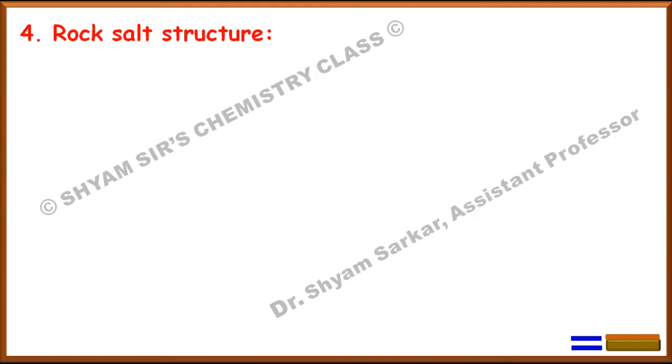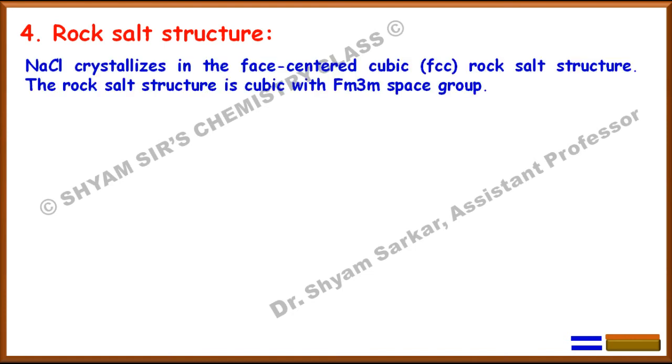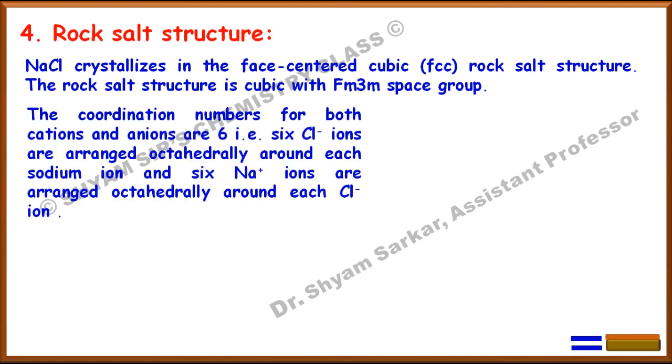Next one is rock salt structure. This is very common. You all know that rock salt means NaCl structure, and NaCl structure is FCC, face centered cubic structure, and here the space group is Fm3m. Okay, and coordination number you all know 6:6, very simple for rock salt NaCl structure. That means each cation will be surrounded by 6 anions, and each anion will be surrounded by 6 cations.